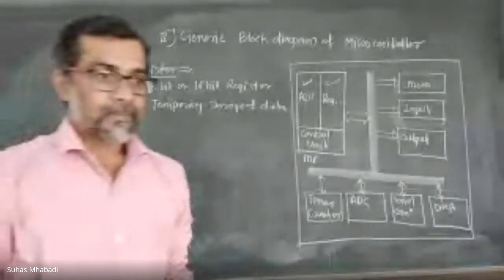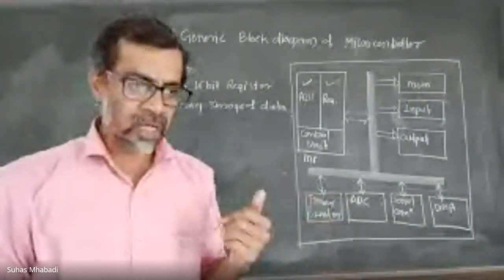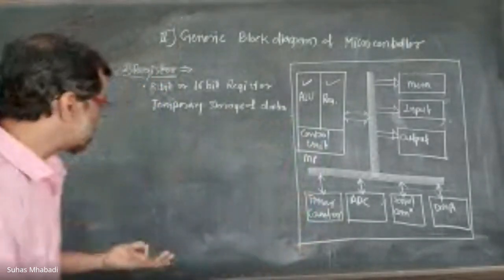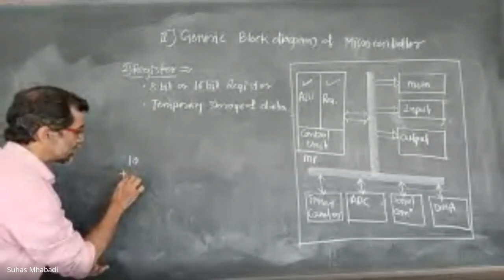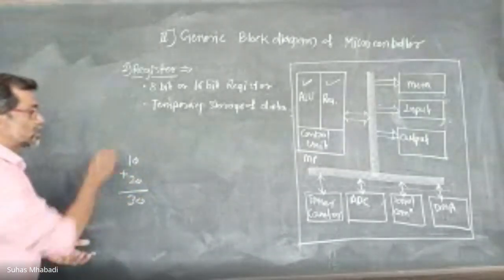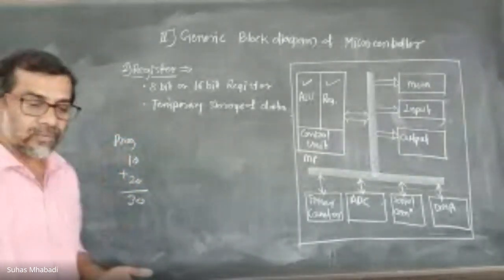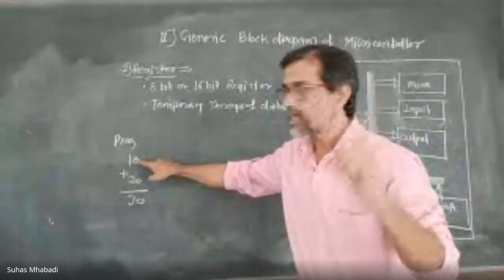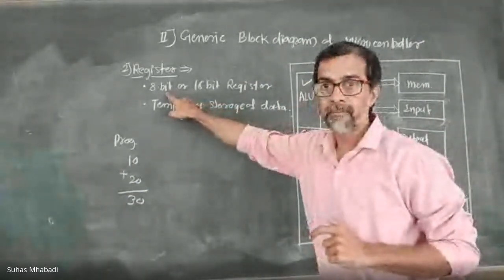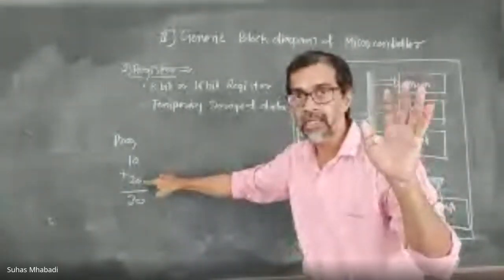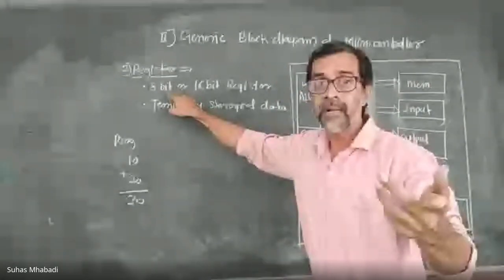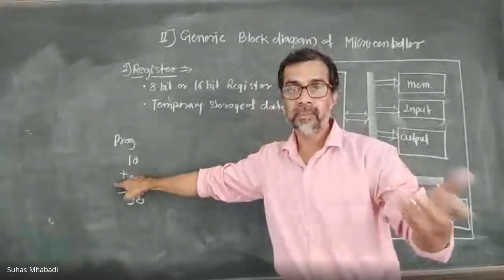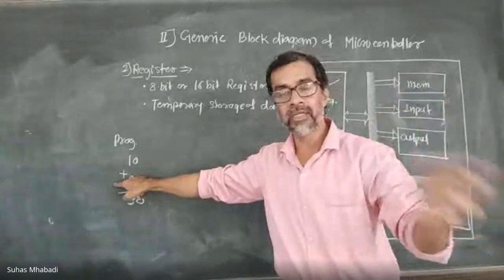Now, for example, let me write a simple program. The program is 10 plus 20, and the answer will be 30. So this is my program: 10 plus 20, answer should be 30. If I want to write a program and execute it, this number 10 must be stored for temporary purpose. I will go for an 8-bit register. This 20 must be stored in some register. I will go for one more 8-bit register. And then with these two registers, I can perform addition, subtraction, multiplication, division, OR, and inversion, whatever it may be.